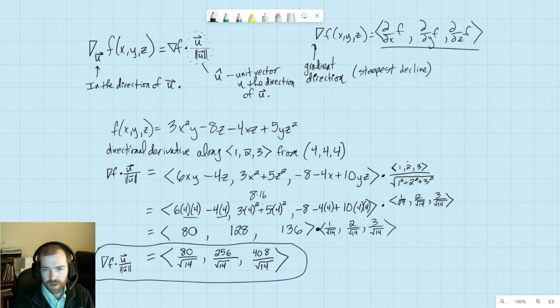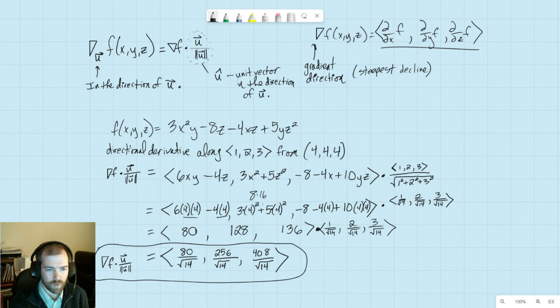Then we dotted that with u divided by norm u, which is again going to shrink this thing down so that we get a Pythagorean identity between these values 1, 2, and 3. So the Pythagorean identity shrinks it down to a unit vector, 1 over the square root of 14 by 2 over the square root of 14 by 3 over the square root of 14.